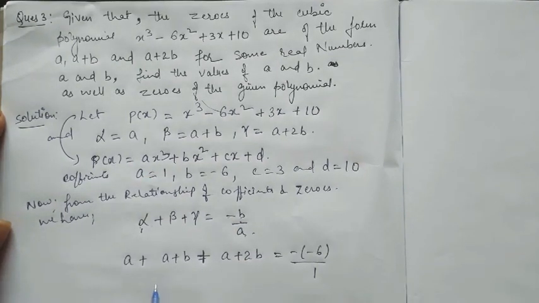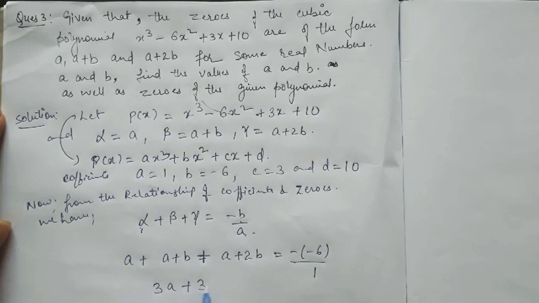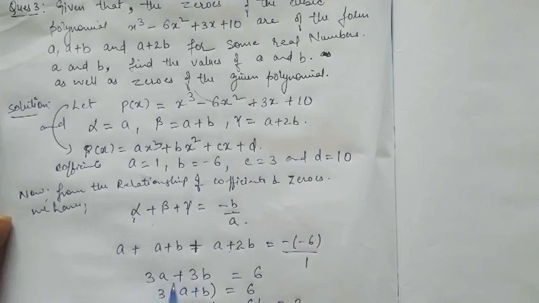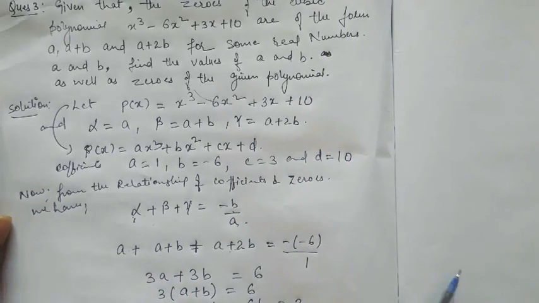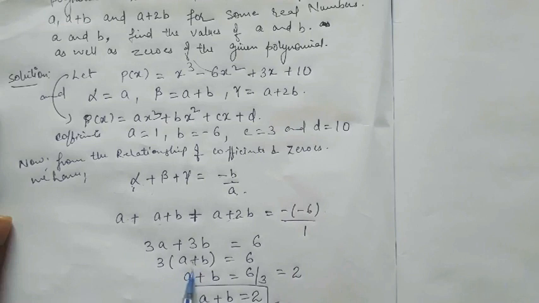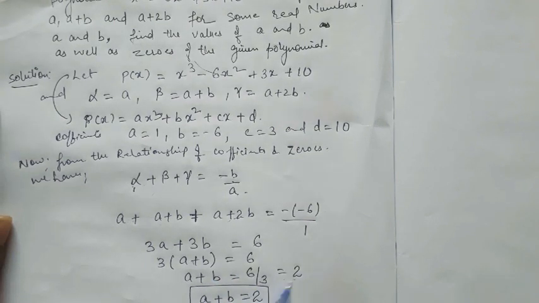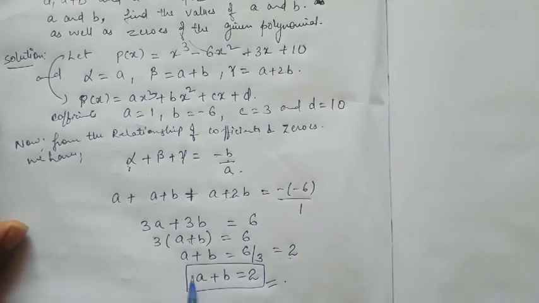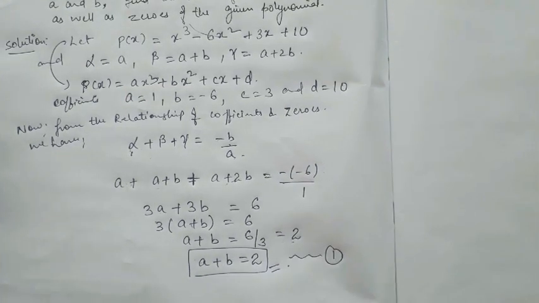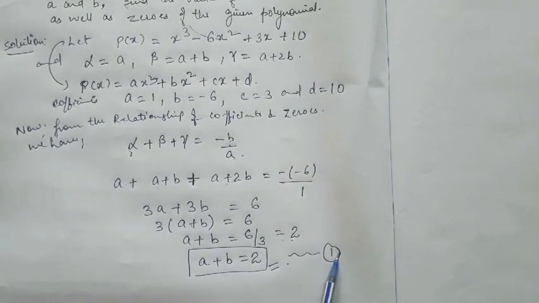So here we are left with 3a plus 3b is equal to 6. I have taken 3 common from here, and I am left with a plus b is equal to 6. Now the next step, I take the 3 to the other side and I get 6 divided by 3 is equal to 2. So I am left with one equation, that is a plus b is equal to 2. Okay, now we can mark this as equation number 1.